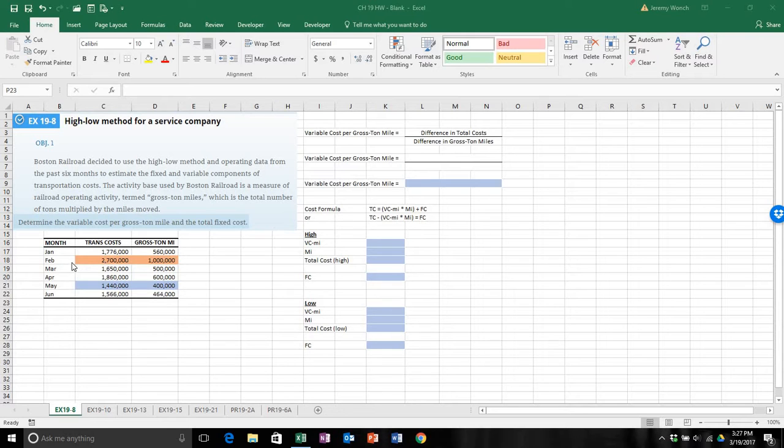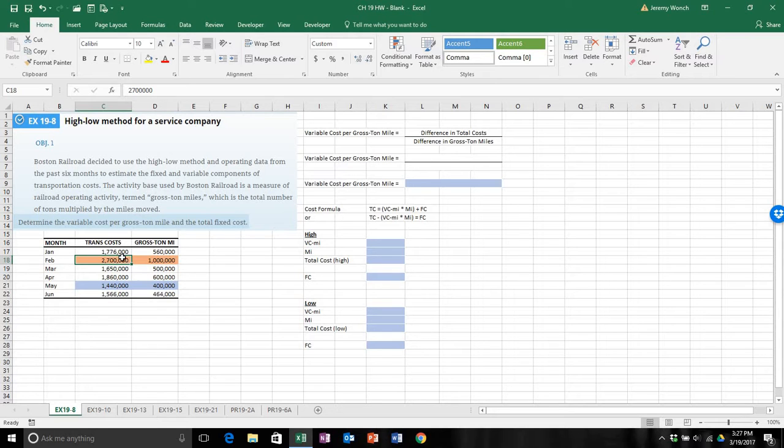Anyway, the first thing to do is identify what was the highest month and what was the lowest month. Those are highlighted here. February was the highest month with the most cost and most miles. May was the lowest month for cost and miles.